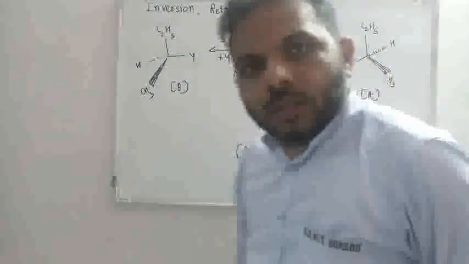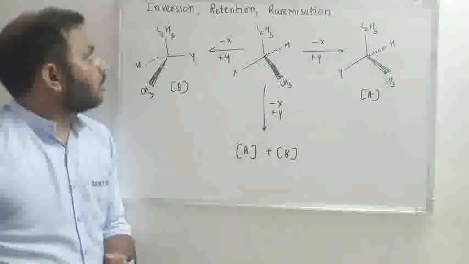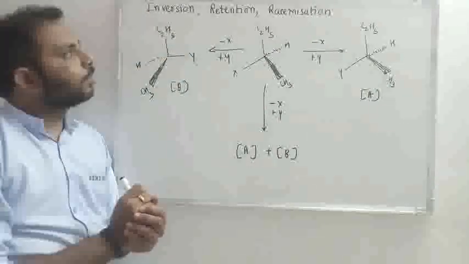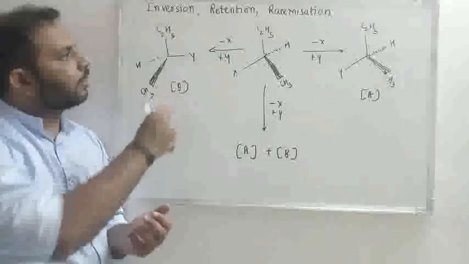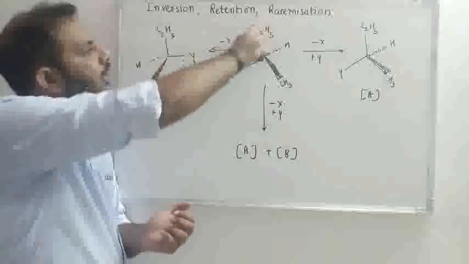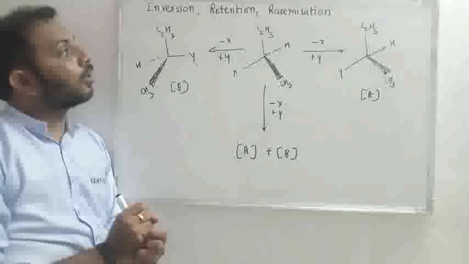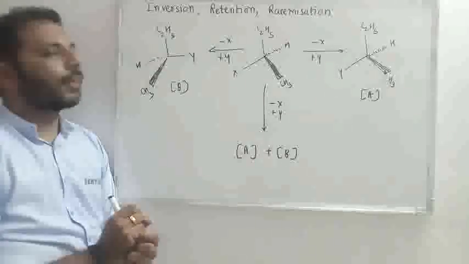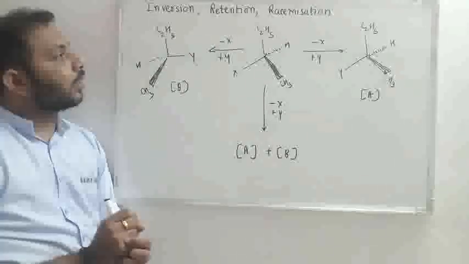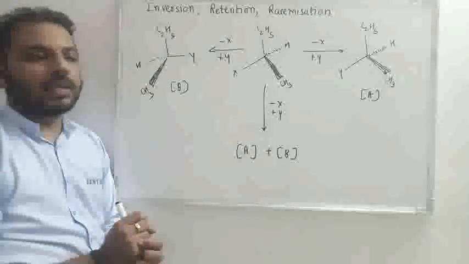Our next topic is inversion. We have already seen retention and we are going to discuss racemization. In the last video also we discussed racemization. Now let's understand this phenomenon by this example.